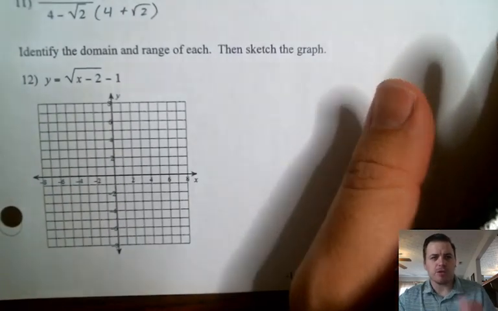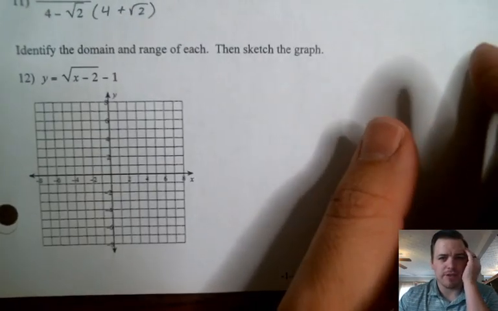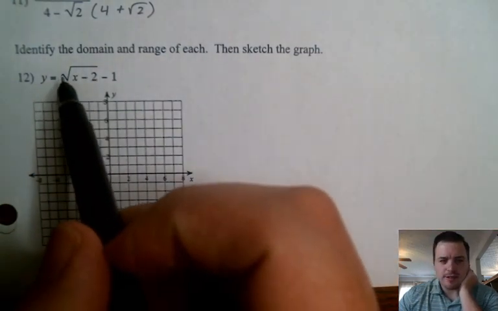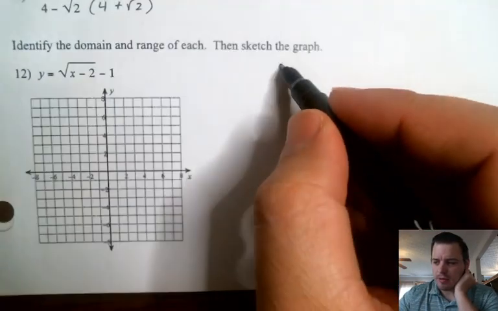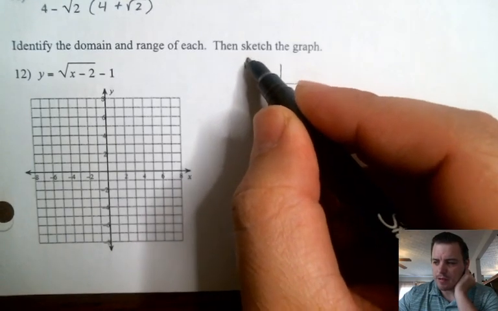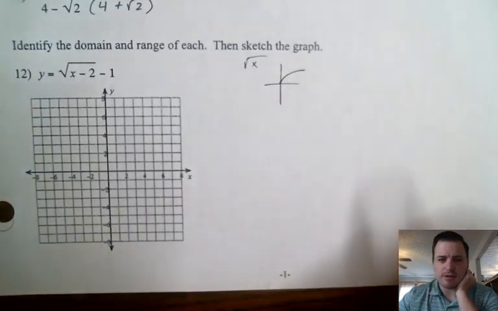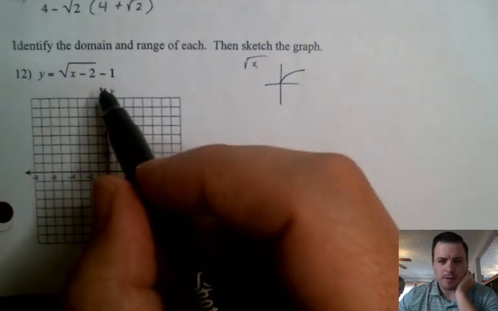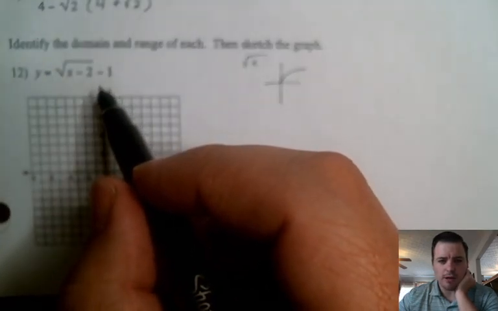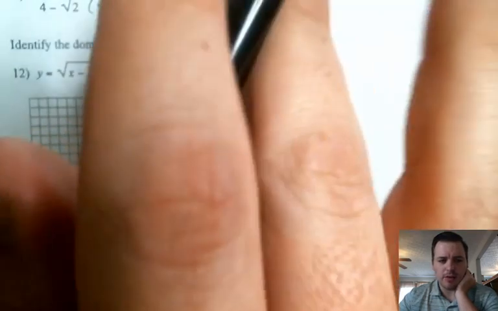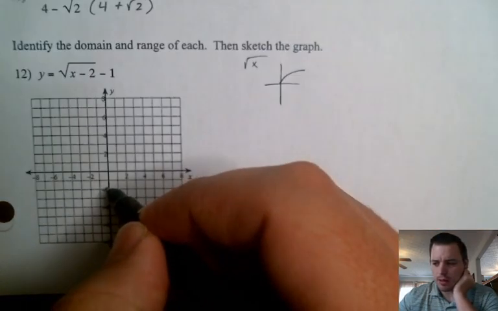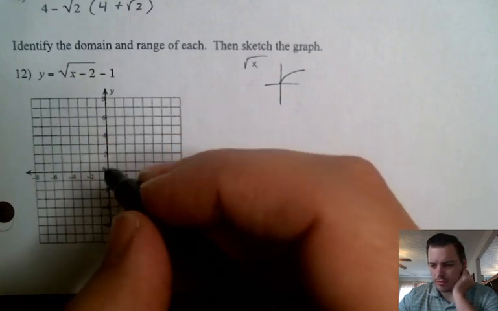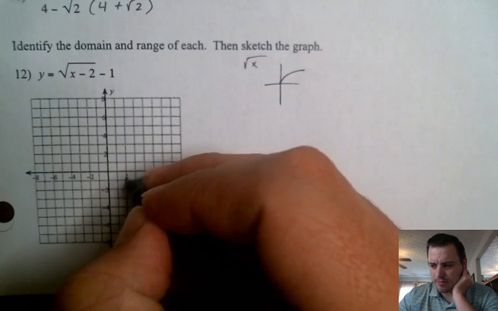Jumping down here to number 12, it says identify the domain and range of each, then sketch the graph, all right? Now, notice this is a square root function, so remember the square root function? The square root of x does this right here. It's just going out, all right? So, the minus 1 goes down 1, and the minus 2 on the inside goes right 2. So, down 1, right 2.